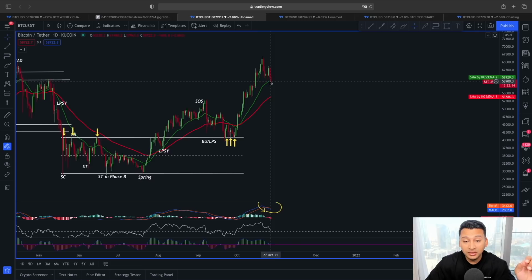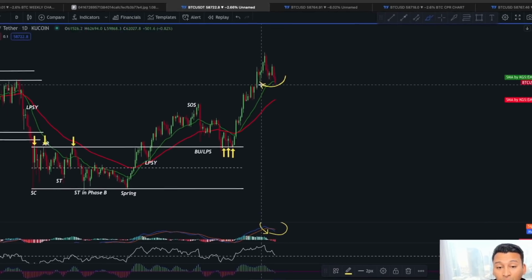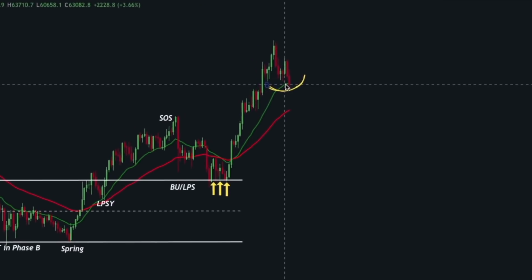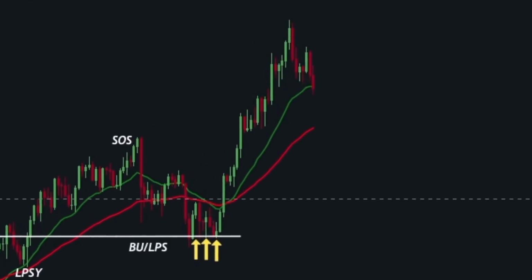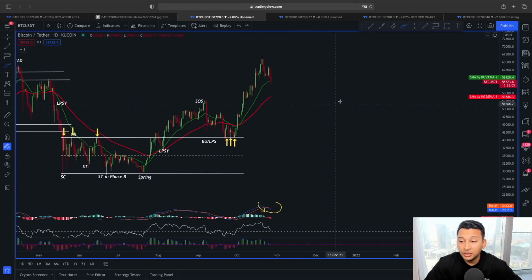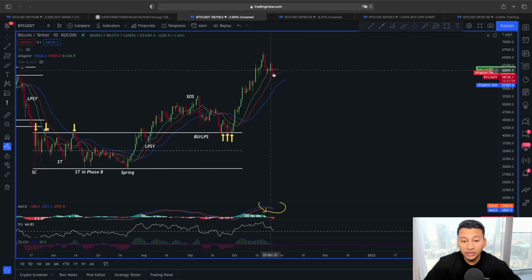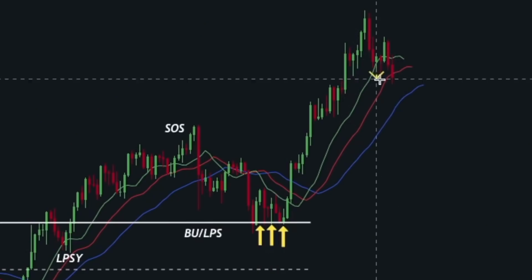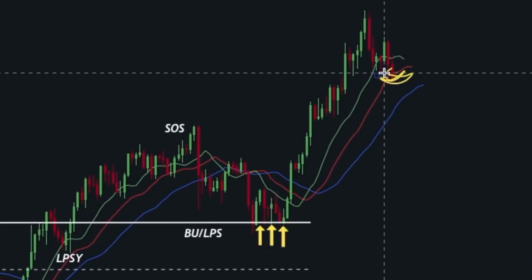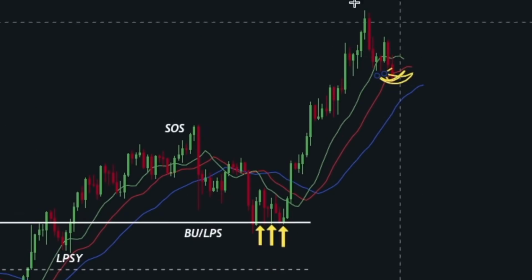So now, as you can see, we are finding support around this 20 exponential moving average that is lying around 58,900 price area. The price of Bitcoin is a bit lower, but this should be acting as a strong line of support along with this Williams alligator indicator. Let me hide the moving averages. You can see according to this Williams alligator indicator, we are also finding support at this red line, which is the central line of this Williams alligator indicator.